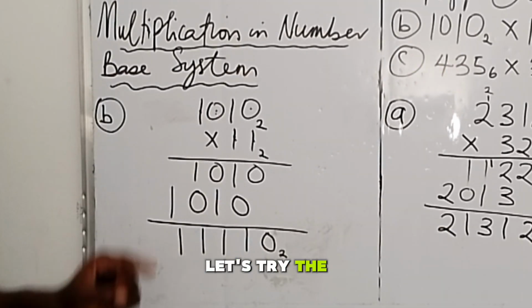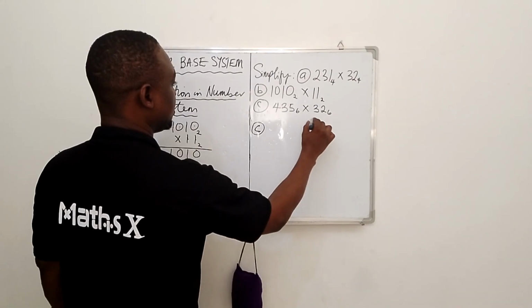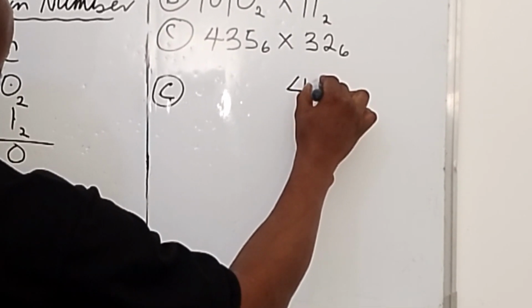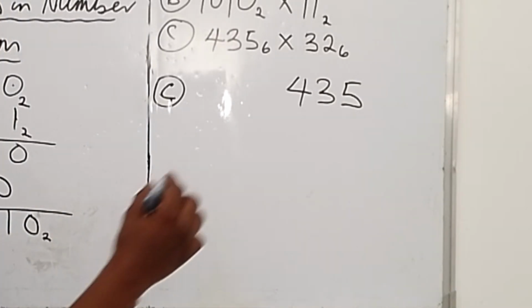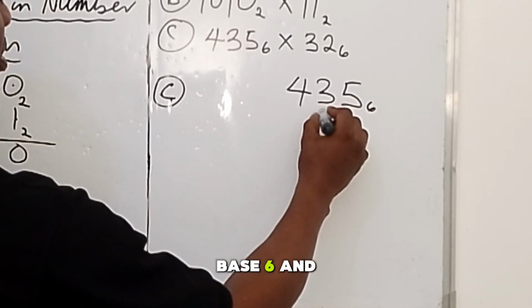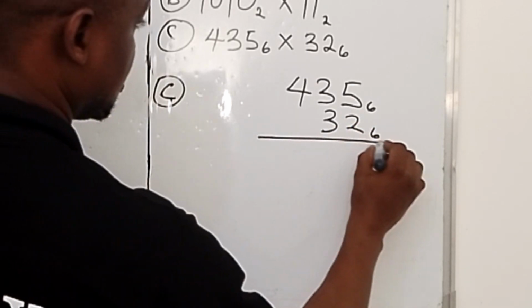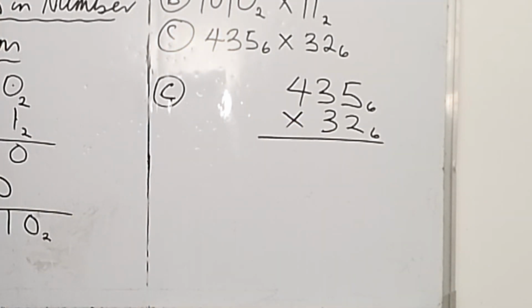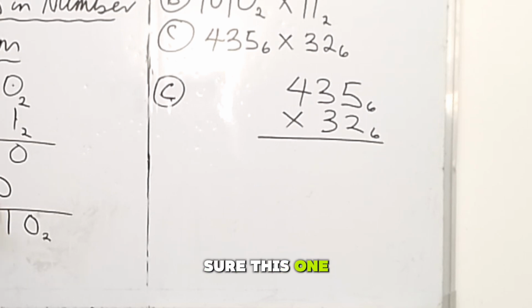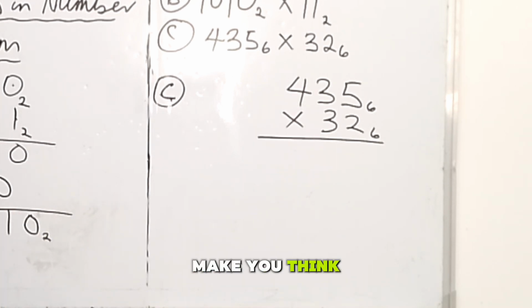Let's try the last, but certainly not the least. 4, 3, 5, base 6, and 3, 2, base 6. We are multiplying. For the B part, it was a piece of cake. It was base 2, so I'm not sure this one would give us much problems. But let's check this one. This one is a bit, it will make you think a little.